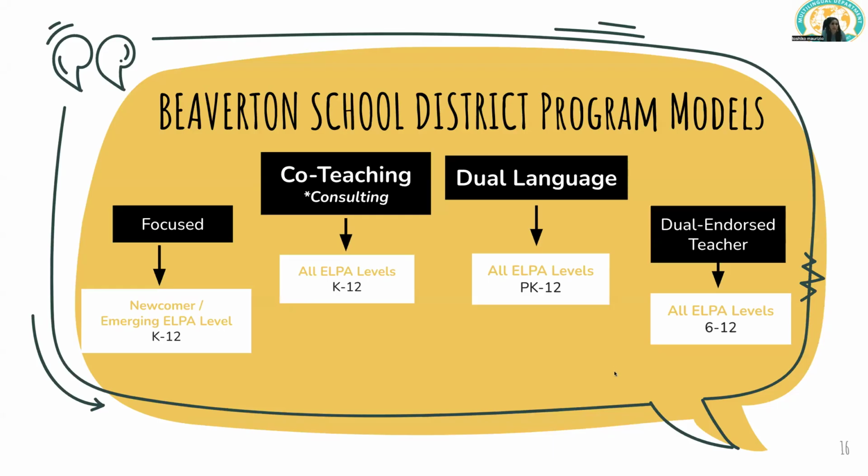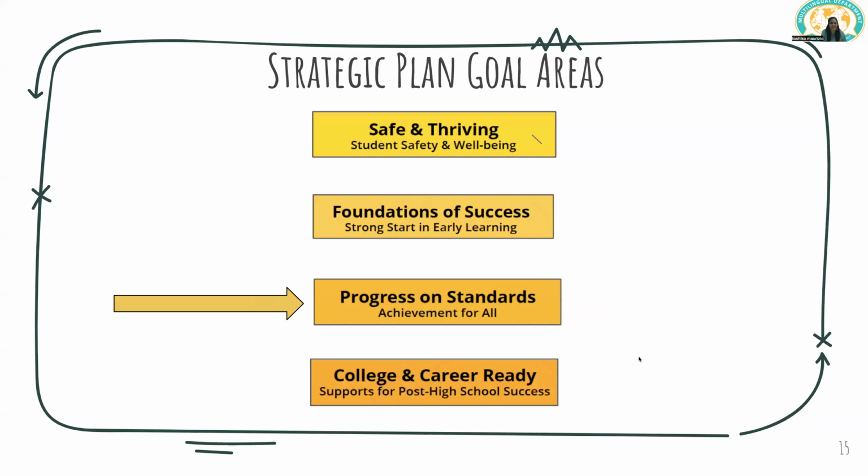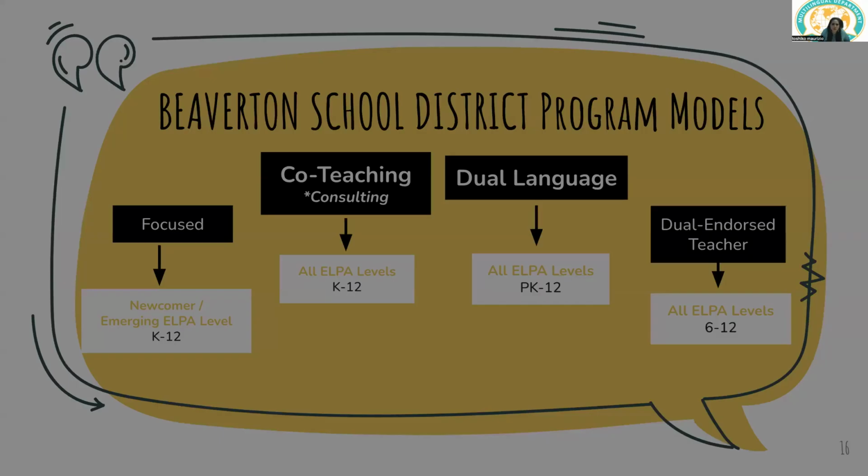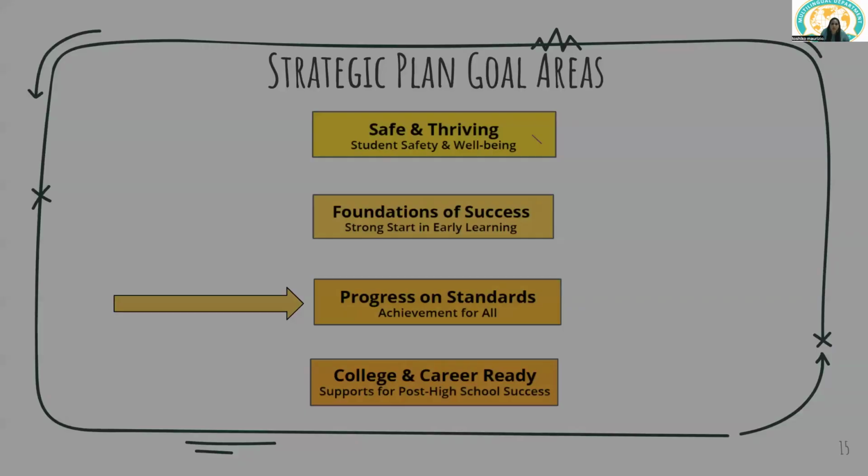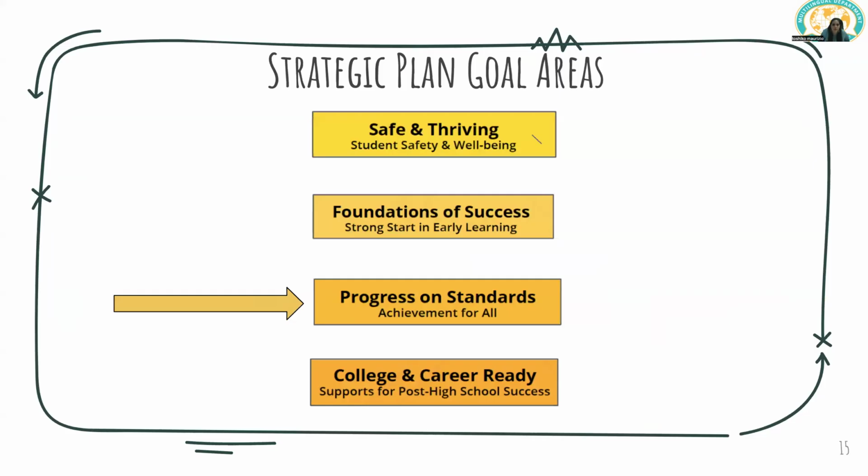So back to the strategic plan, just making sure that we know that our program models are supposed to be designed to support the progress of our students. And so it does align with that pillar there, the progress on standards achievement for all. You could also attach it to the foundations of success when we talk about early literacy, but that's where we landed on this one.